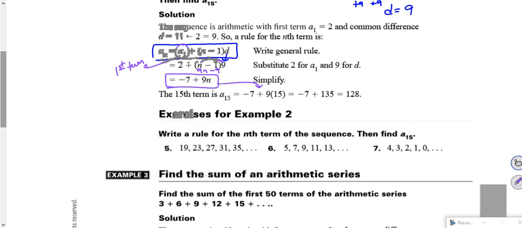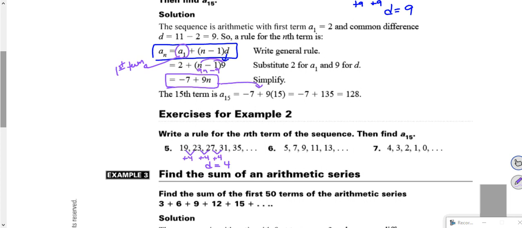Okay, so let's look at these exercises down here for us to do. Write a rule for the nth term of the sequence, then find a sub 15. So again, let's find our common difference here. This is +4, +4, +4. I think we're good here. D is going to equal 4.